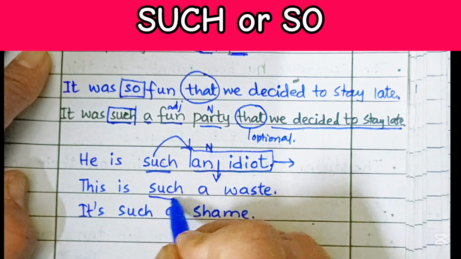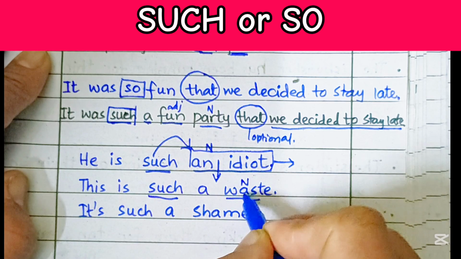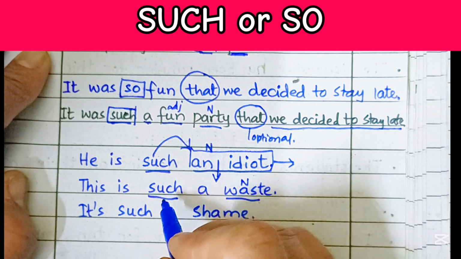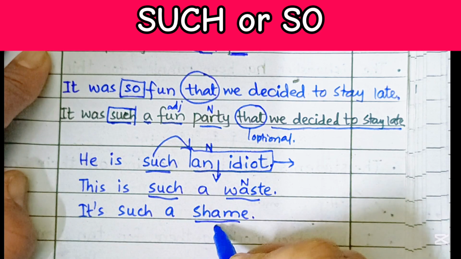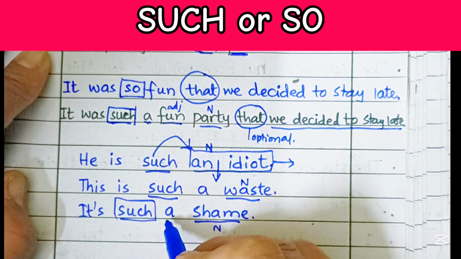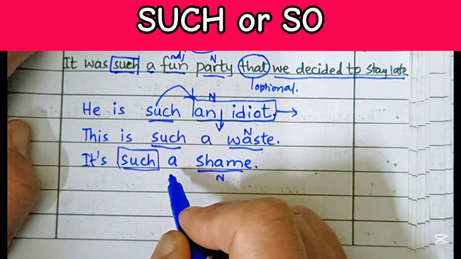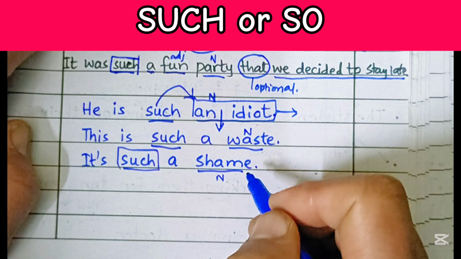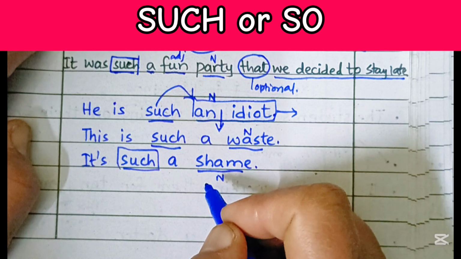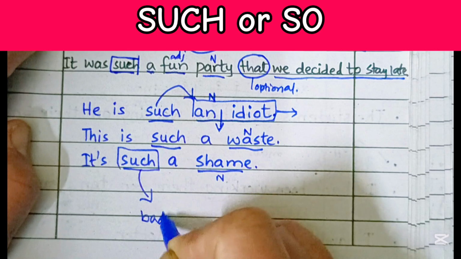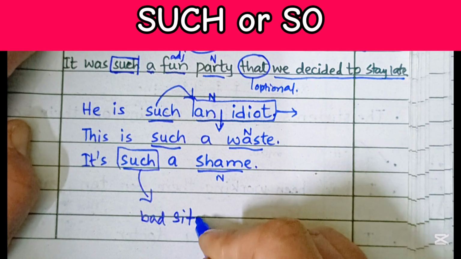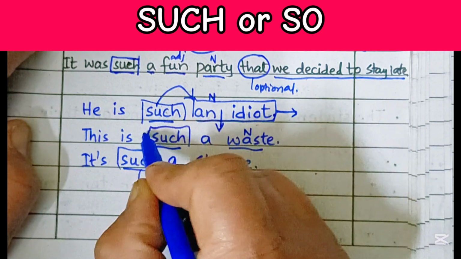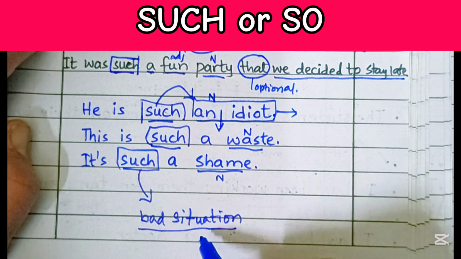This is such a waste. "Such" is used, and after that this is a noun, so this word is getting more value with the help of the word "such". It's such a shame. Again, this is a noun, and before that we are using "such" and then "a". Notice that in each case the situation is bad, and "such" is often used for that purpose, to highlight the bad situation.